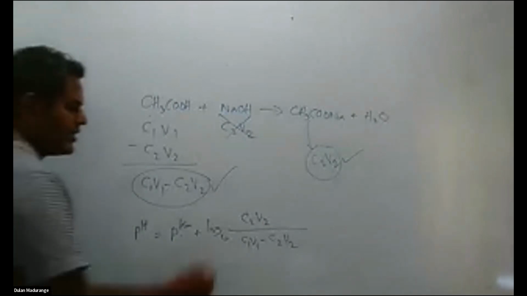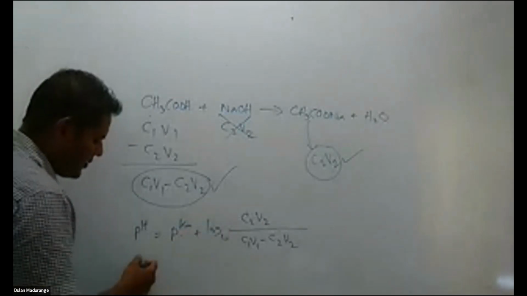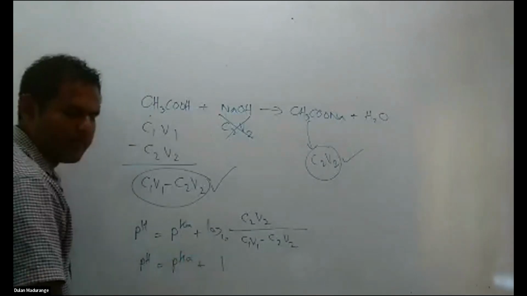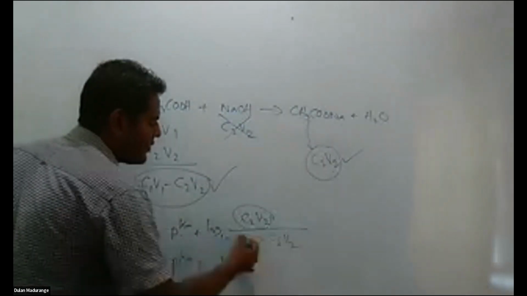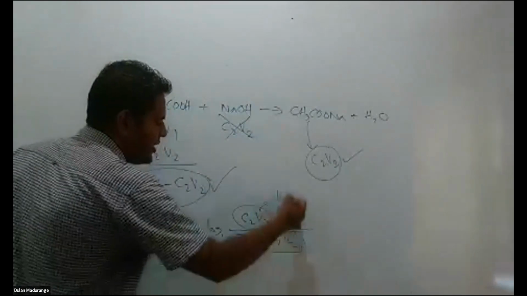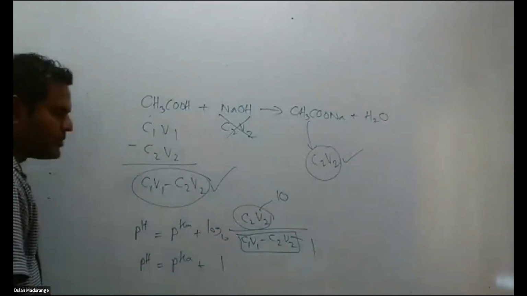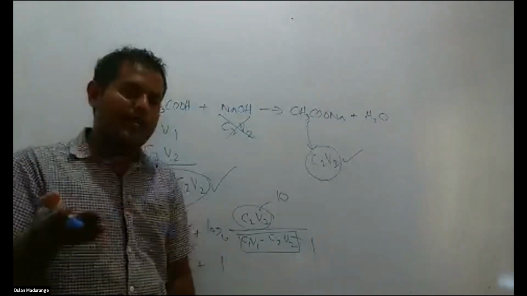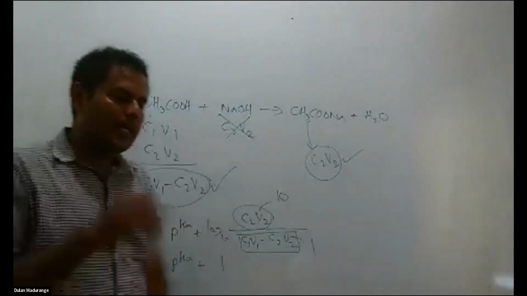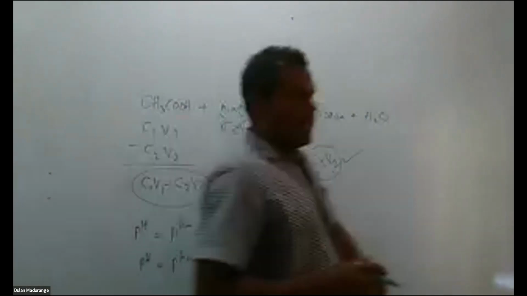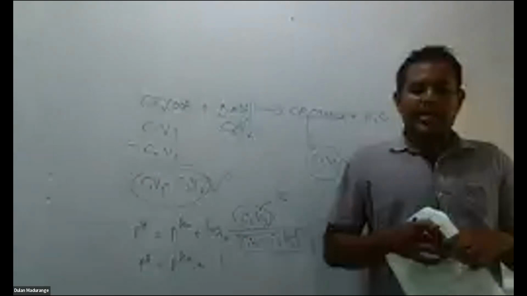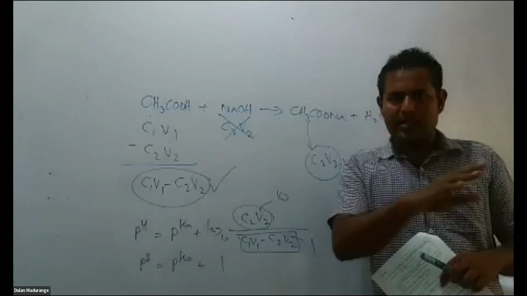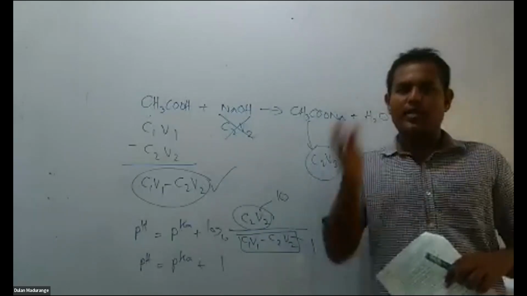They are telling us this pH lies between pKa plus 1 and pKa minus 1. So for plus 1, when the salt amount C2V2 should be 10, this one is 1. Log 10 gives 1. Then for minus 1, log of 0.1. Log 1 gives answer 0. Log 10 gives answer 1. Log 100 gives answer 2. Log 1000 gives answer 3.